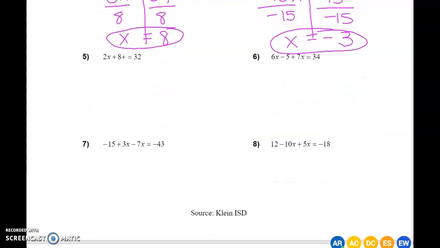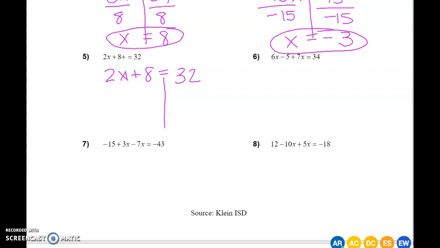Okay, I'm going to do one more. All right, so 5, I have 2x and 8. Well, these aren't like terms because this 8 doesn't have an x. So I'm just going to solve this like normal. So 2x plus 8 equals 32. Now remember, I can't combine these because they don't have the same variable. Because this one has an x and this one doesn't have an x. So they can't be like terms. So I have 2x plus 8 equals 32.